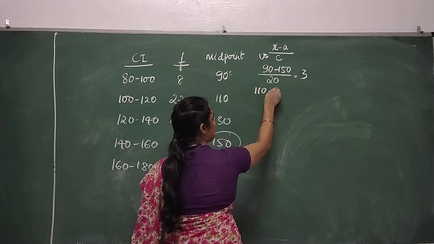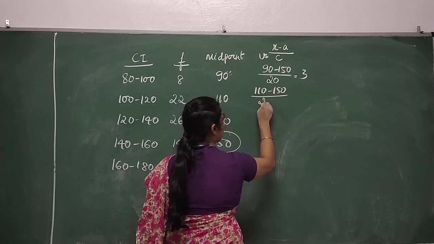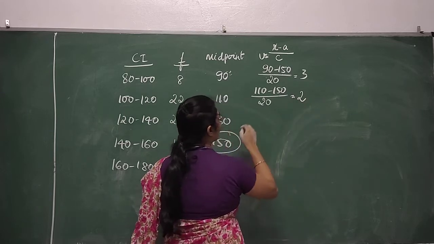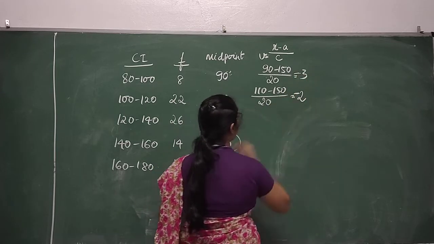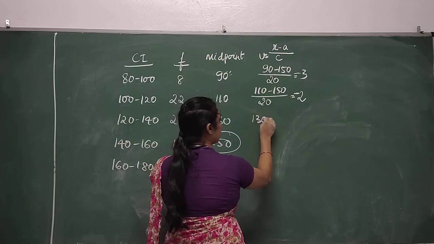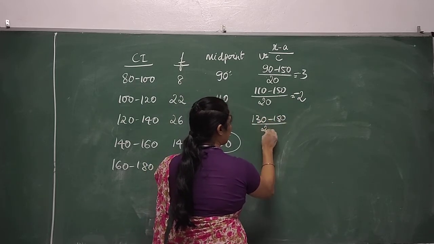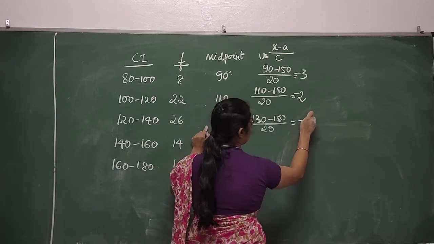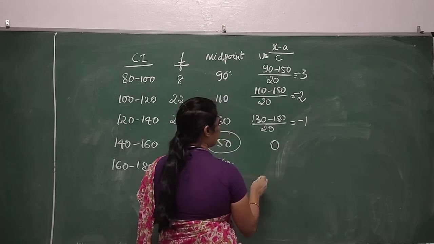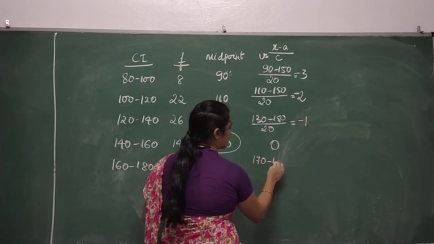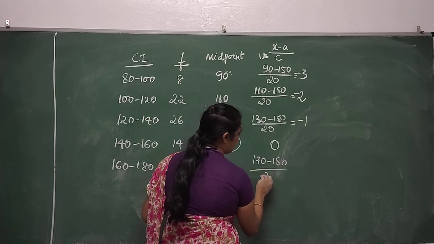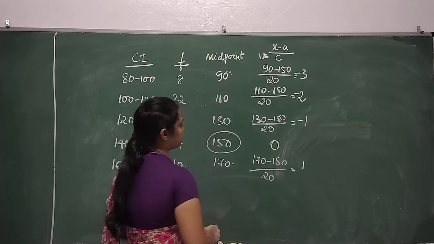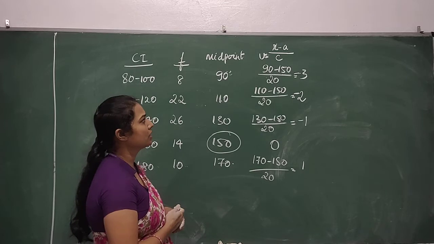Here it is 110 minus 150 divided by 20. Again it is minus 40 divided by 20 gives you minus 2. Here it is 130 minus 150 divided by 20, which is equal to minus 20 divided by 20 gives you minus 1. Here it is 0. Here 170 minus 150 divided by 20, that is 20 divided by 20, which gives you 1. So now you have found out what is u.